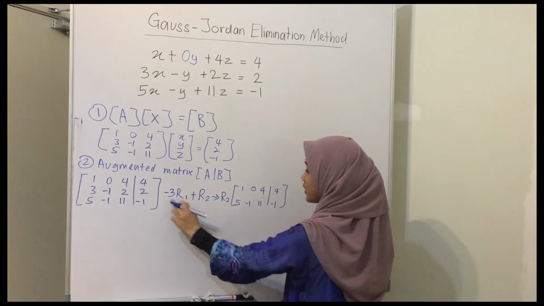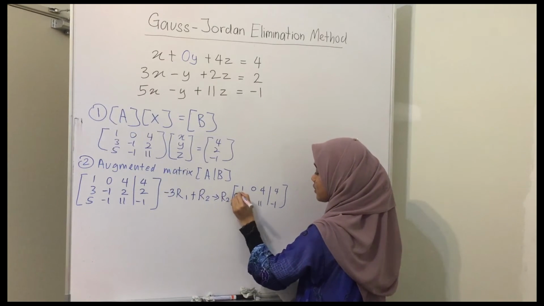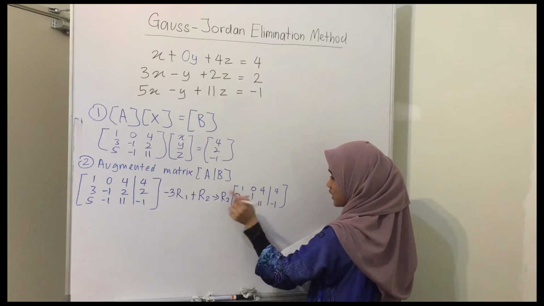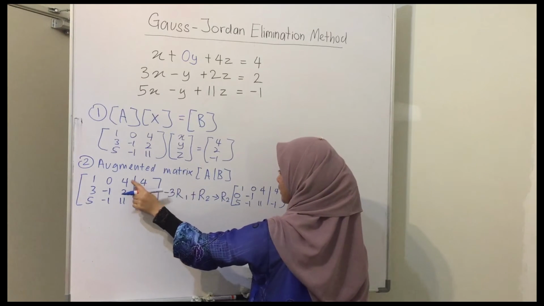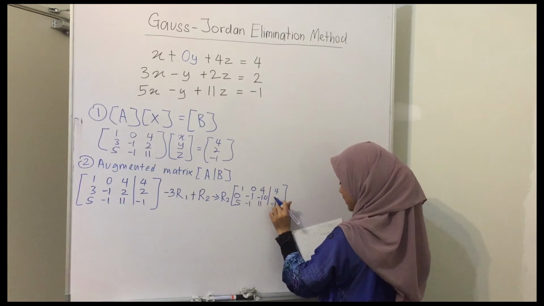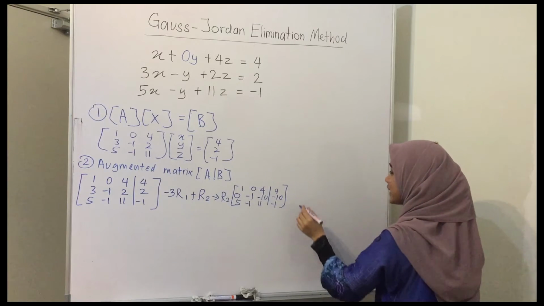Okay, so negative 3 times 1 is negative 3, plus 3 is 0. Negative 3 times 0 is 0, plus negative 1 is negative 1. Negative 3 times 4 is negative 12, plus 2 is negative 10. And here the same is negative 10.